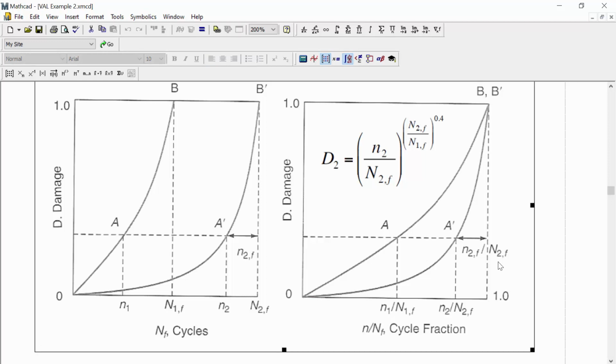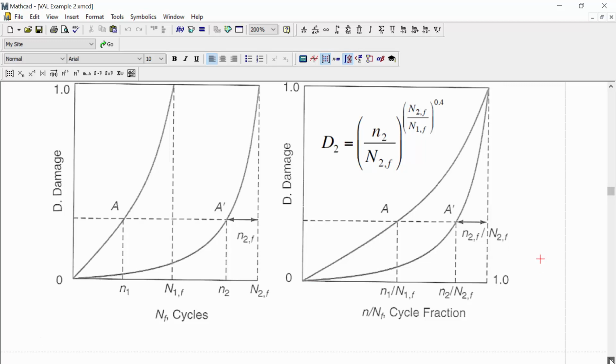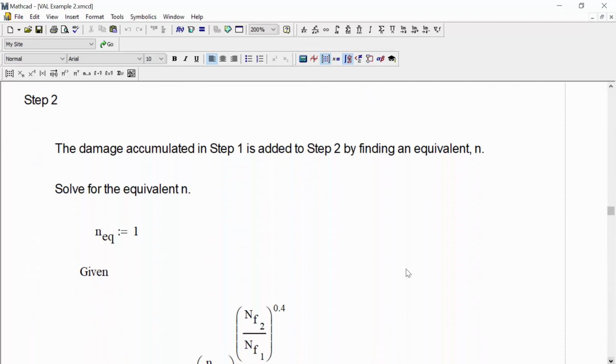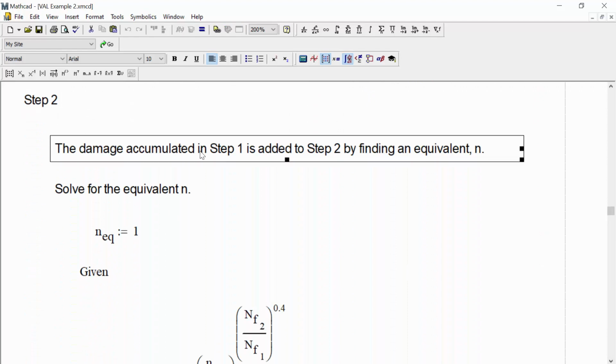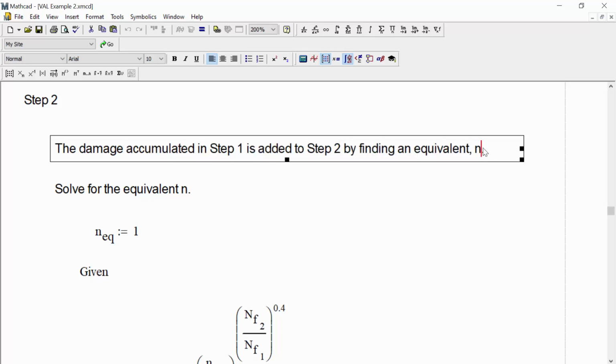So we have to find this effective damage shift. And we'll do it by finding something called N equivalent. The equivalent, we call it N equivalent. Here it's N to F. So we're going to find that, and then that is going to help us to say how much damage would have accumulated at the 2nd step. What is the equivalent damage? So in step 2, the damage accumulated in step 1 is going to be added to step 2 by finding this equivalent damage.